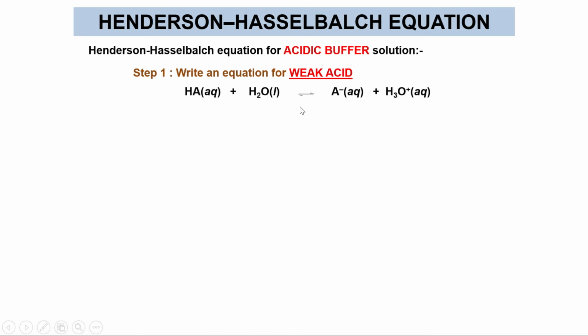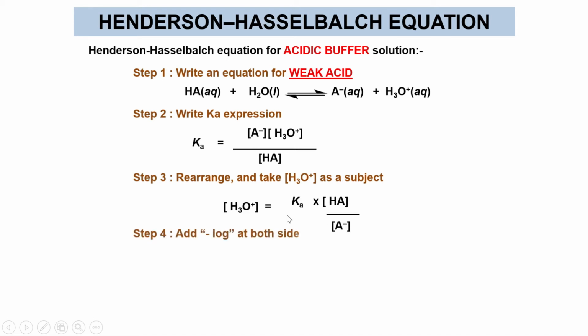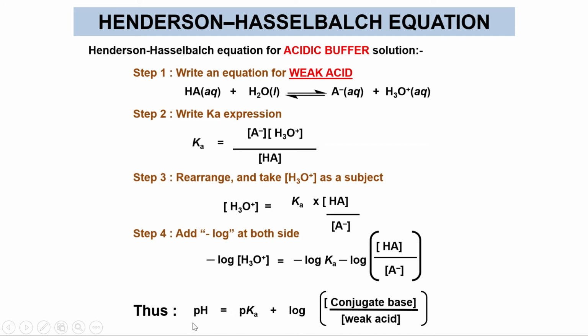First, we must write down the equation for the weak acid, and then write the Ka expression. Ka equals the concentration of products over reactants. We don't include the concentration of water because it remains constant. Next, rearrange and take the concentration of H3O plus as the subject. Next, add negative log at both sides. Thus, pH equals pKa plus log of the concentration of conjugate base, which is equal to the concentration of the salt, over the concentration of the weak acid.